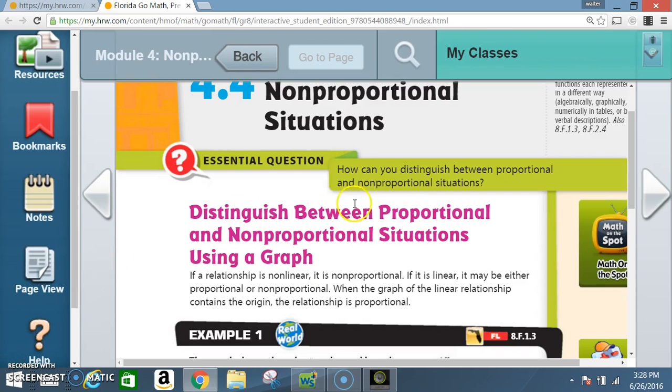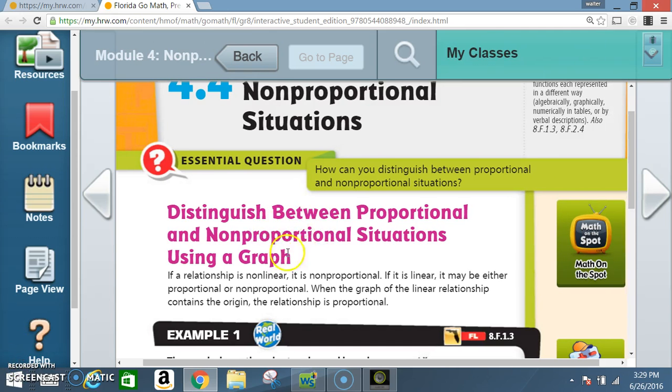Distinguish between proportional and non-proportional situations using a graph. If a relationship is nonlinear, it is non-proportional. If it is linear, it may either be proportional or non-proportional. When the graph of the linear relationship contains the origin, the relationship is proportional.